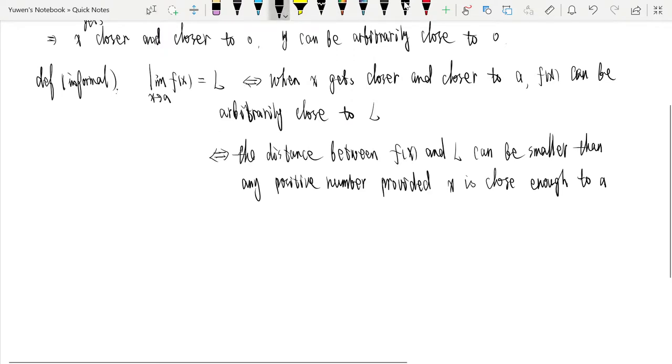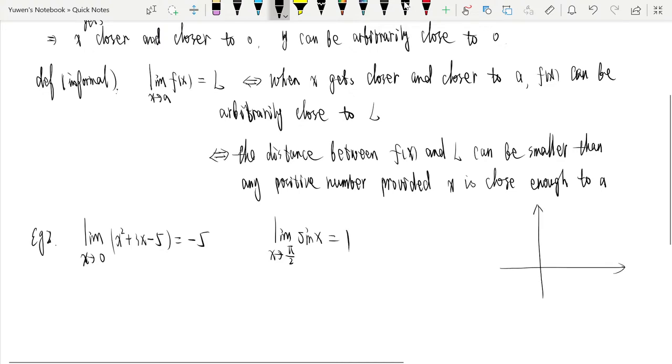Using this definition, we can see some limits for elementary functions. For example, when x tends to 0, x squared plus 3x minus 5 equals negative 5, because x squared tends to 0 and 3x tends to 0. And the limit when x tends to pi over 2 of sine x, we know that this is 1 from the graph.